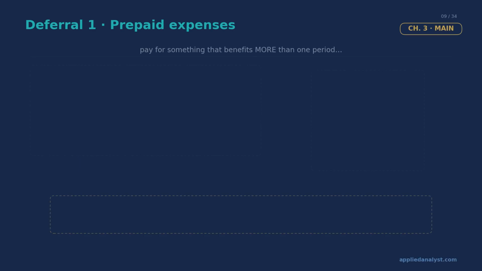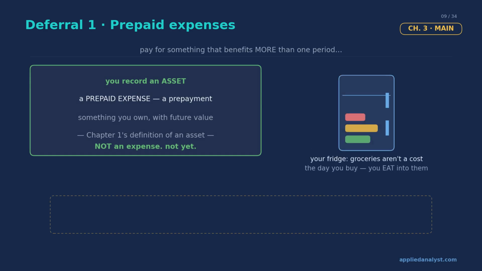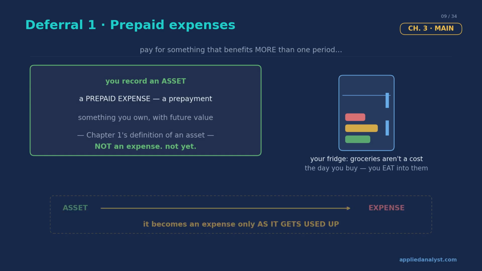Still with me? Good, because this next family pays the bills on exam day. Deferral number 1. Prepaid expenses. When you pay for something that benefits more than one accounting period, you don't record an expense. You record an asset called a prepaid expense, or a prepayment. Wait, paying for insurance creates an asset? Yes. Think of your fridge. You don't cry expense the day you fill it with groceries. You own food you'll eat all month. A 12-month policy is a fridge full of protection, something you own with future value. That's Chapter 1's definition of an asset. It becomes an expense only as it gets used up.